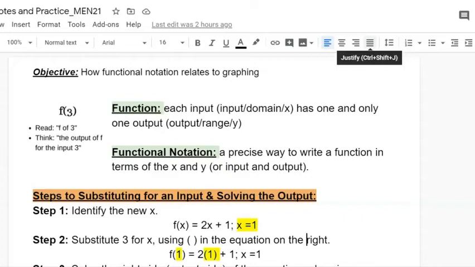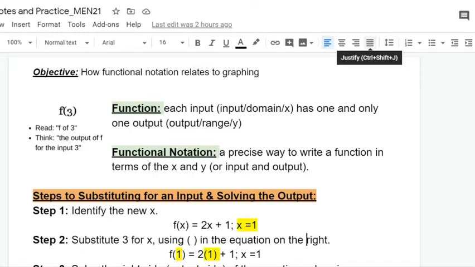We are going to be working with functional notation, which I know you were introduced to yesterday. We're going to talk about how it relates to graphing. So let's get some of the terms out of the way. A function is where each input has only one output. We've actually been working with functions for a really long time. Every time we drew a line, that was actually a function.